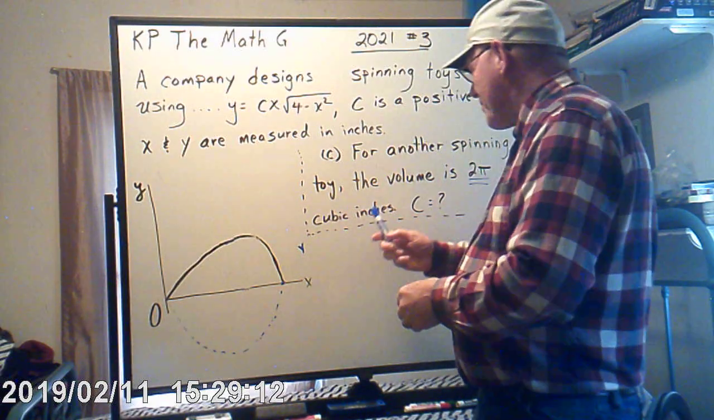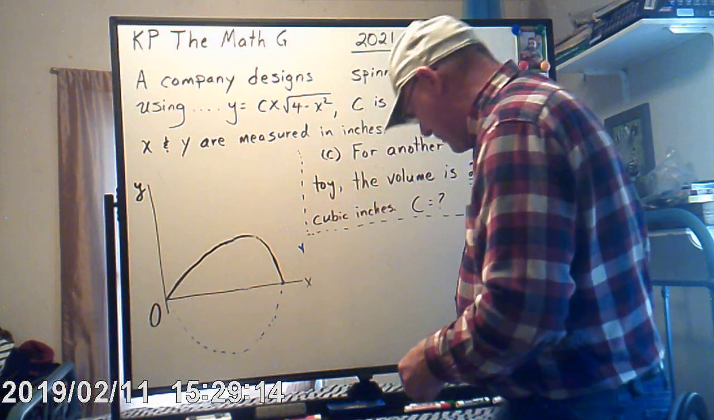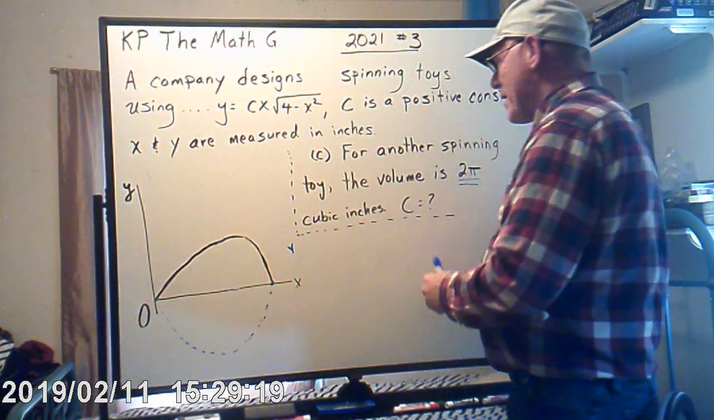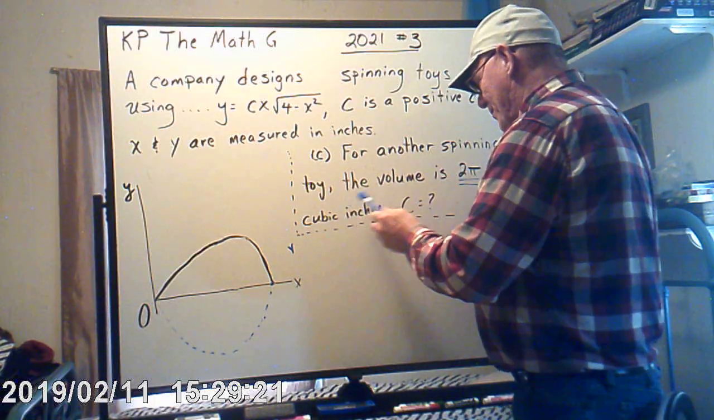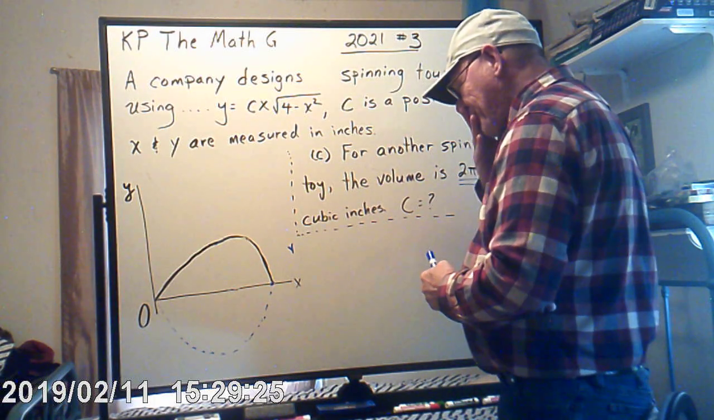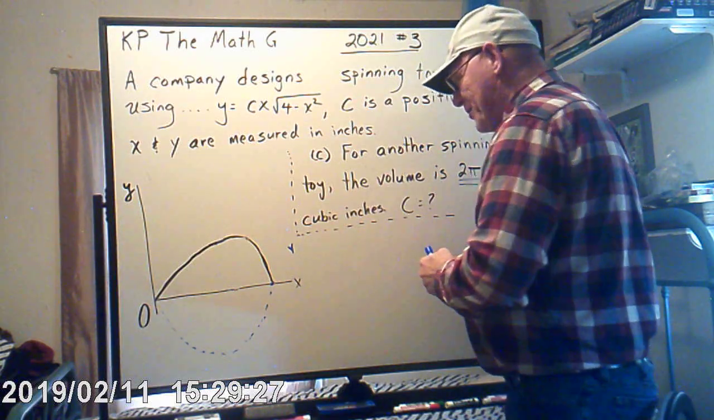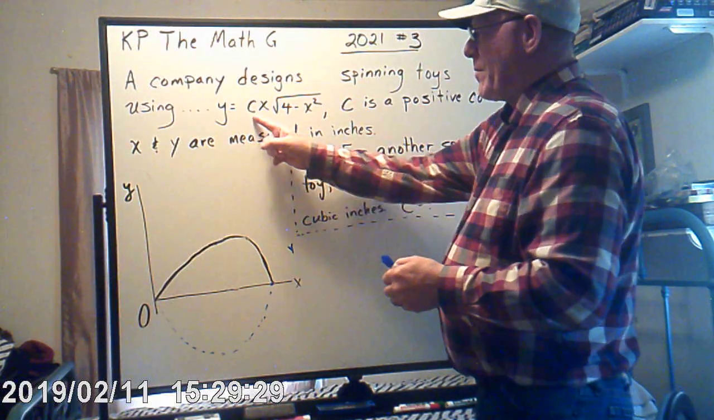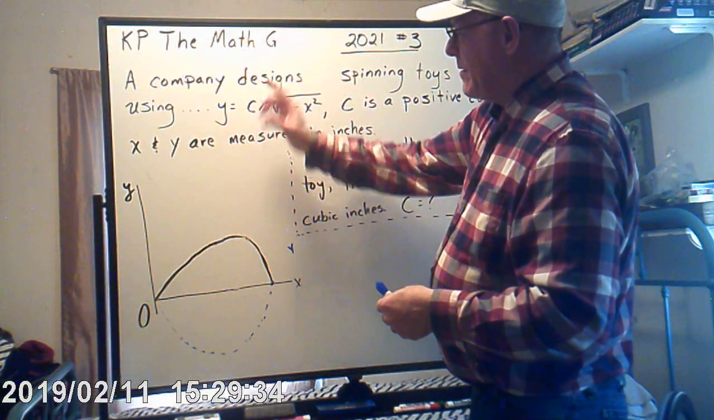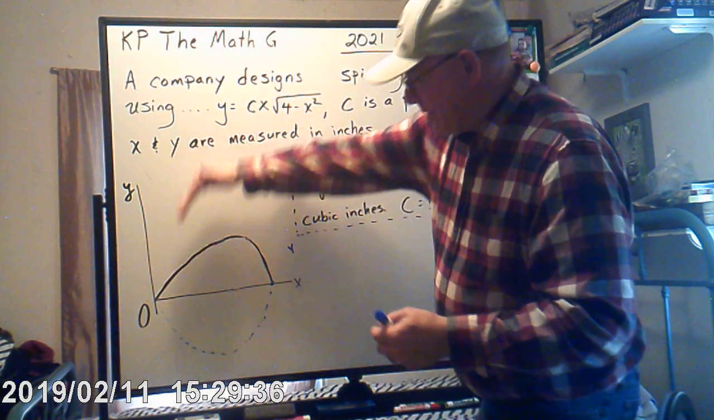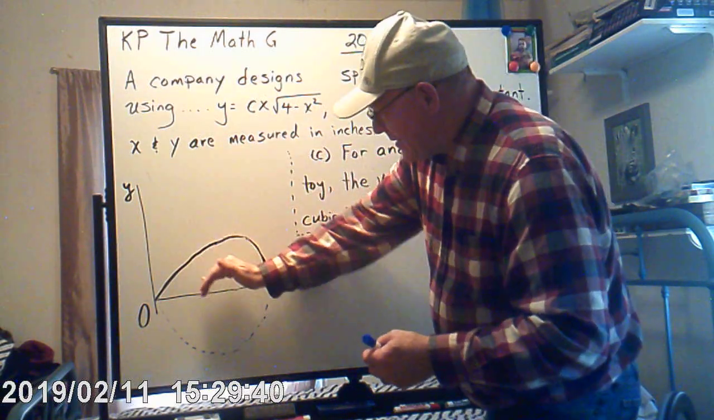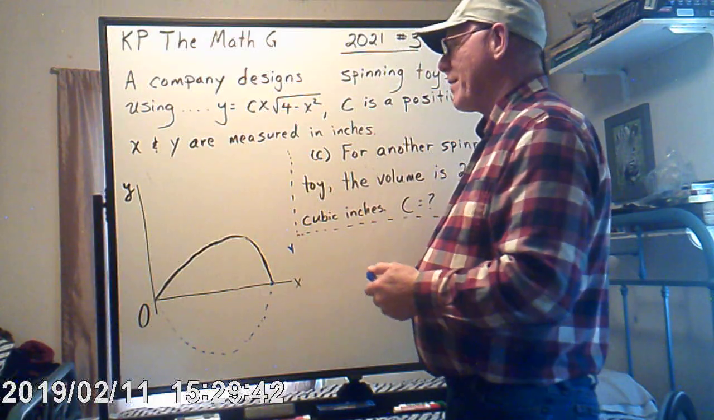Question C is, and I'm out of room, I tell you, I'm very much out of room here. For another spinning toy, the volume is 2 pi cubic inches. What's the value of C? I do know that when you plug a numerical value for C in, the bigger C is, the smaller this arch is, the less it is, and that's the idea behind C.